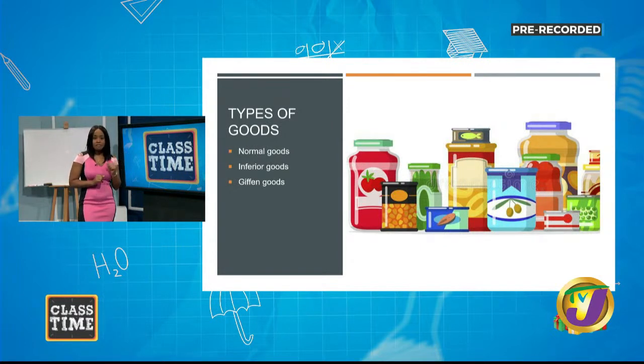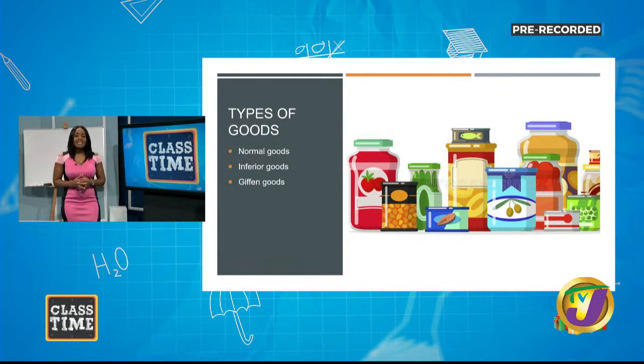I need to order some ackee and saltfish and fried dumpling and barbecue chicken and fried chicken and everything. Because you were only purchasing bun and cheese simply because you didn't have enough money. So for you, that's an inferior good. For someone else, what you consider to be inferior could be a normal good, because maybe that's what they'll switch to purchasing when they have more money.